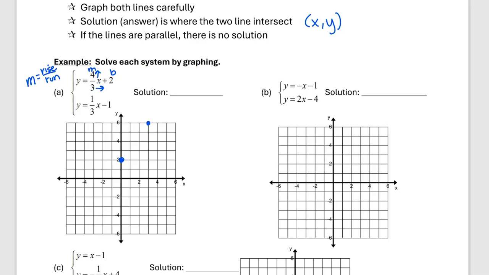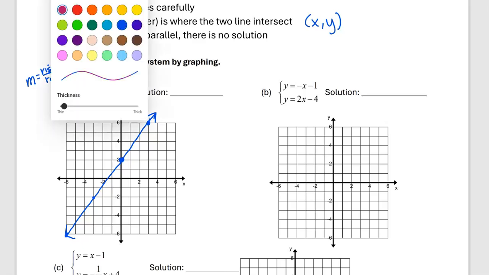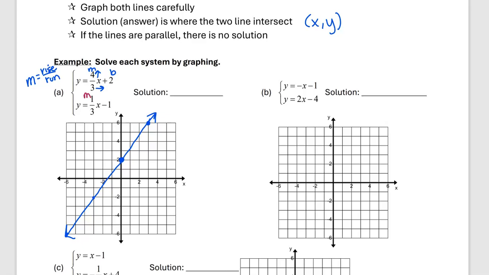So now I'm going to go ahead and use my straight edge, and I'm going to draw a line. And I'm going to go ahead and do the same thing for my next line. So again, b for begin at -1 on the y-axis each time, always on that y-axis, the up or down axis. And then we're going to rise 1 and run 3. So up 1 and right 1, 2, 3. And I'm going to repeat that again, up 1 over 3.